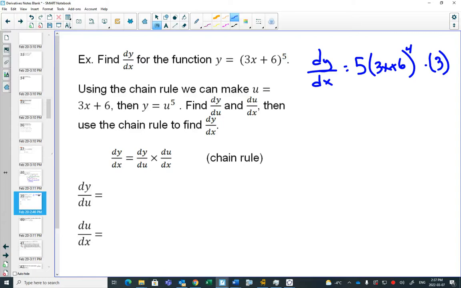dy/du, if I was finding this derivative, that's 5u to the 4, because I have my function y with u. That's just a simple derivative. Bring the 5 out in front, subtract 1 from the exponent. Then, du/dx: I have that u is equal to 3x plus 6, so du/dx would just be 3.